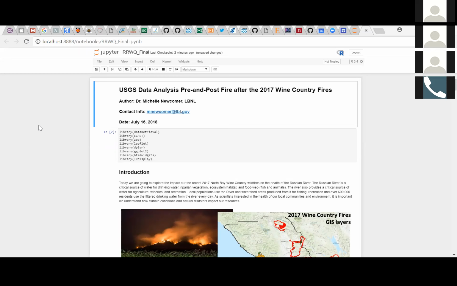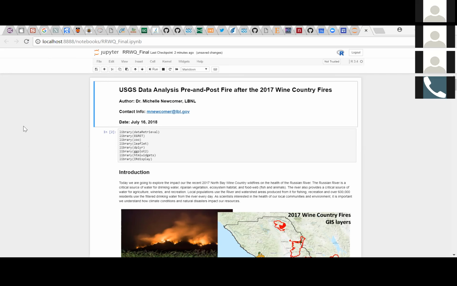So today I'm going to talk a little bit about an application of using US Geological Survey data to look at pre and post-fire water quality around the Russian River. The Russian River watershed is the specific study site that I'm working at for my research. And the Russian River flows through many of the burn zones, so we hypothesize that there will be major impacts to the water quality after these fires.